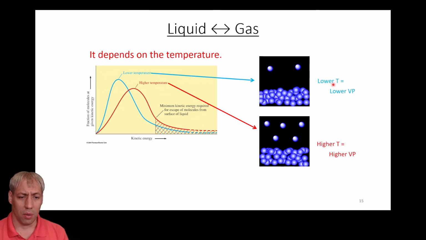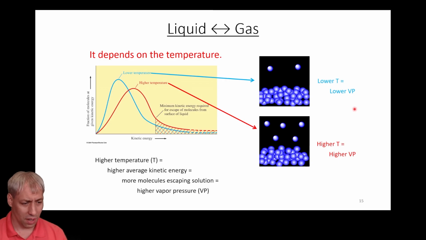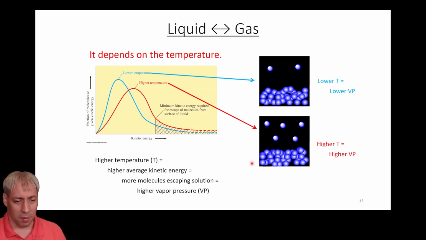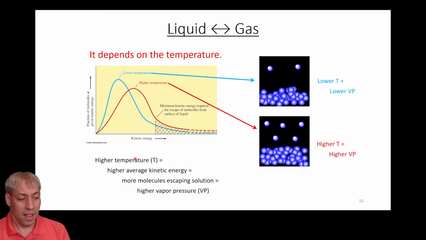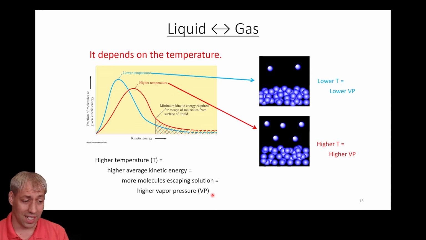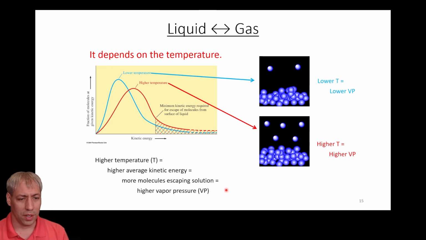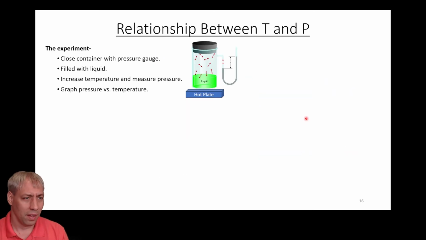And so again, lower temperature, lower vapor pressure, less molecules in the gas phase. Higher temperature, higher vapor pressure, more molecules in the gas phase. And so there's your relationship. You can think about this as a stepwise process, but the higher the temperature, the higher the average kinetic energy, the faster those molecules are moving, the more fast molecules can escape the solution, and that gives you a higher vapor pressure. And so it's all tied together back to this idea of intermolecular forces. How fast are those molecules moving, and can they leave that solution?